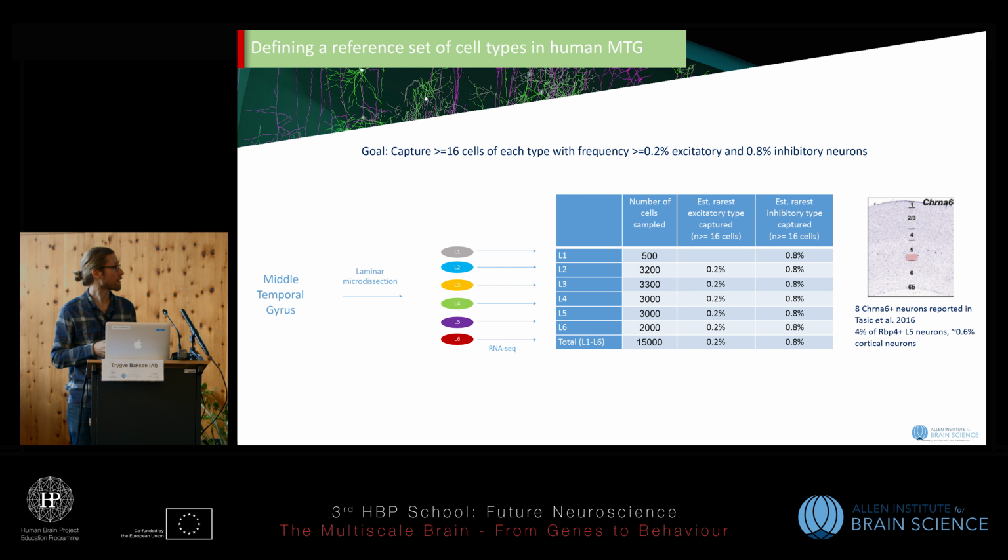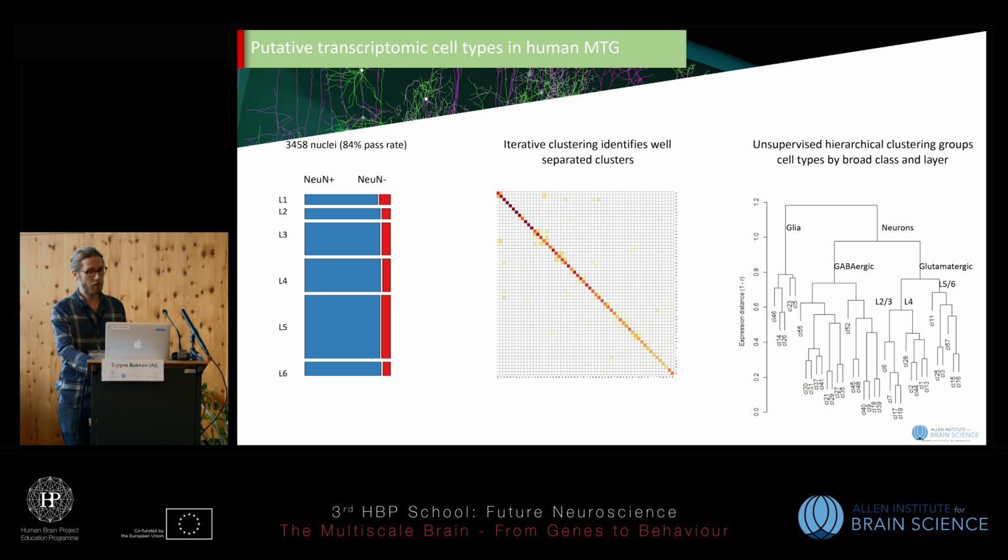The eventual data set will include 15,000 nuclei from human cortex. Currently, we have about 3,500 nuclei. This is showing the distribution of their sampling across the different layers. Again, we're capturing about 10% NeuN negative nuclei to profile some glial diversity.